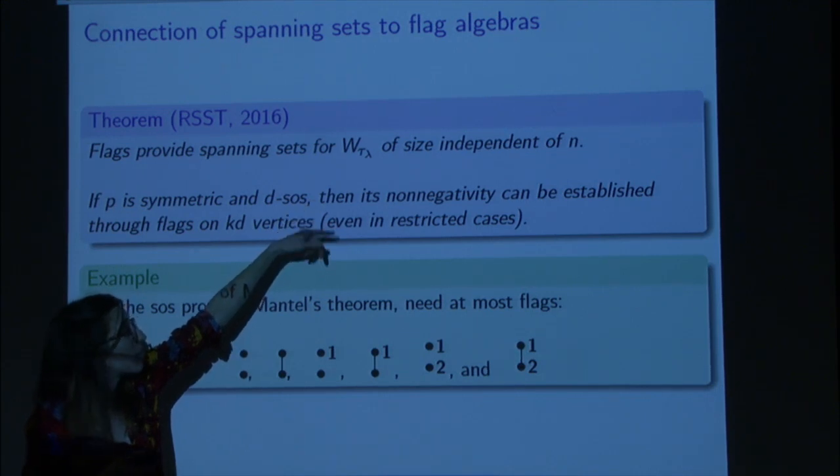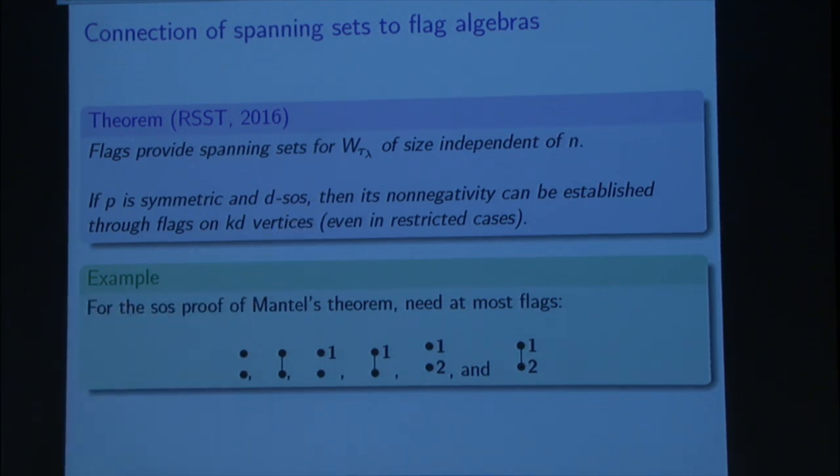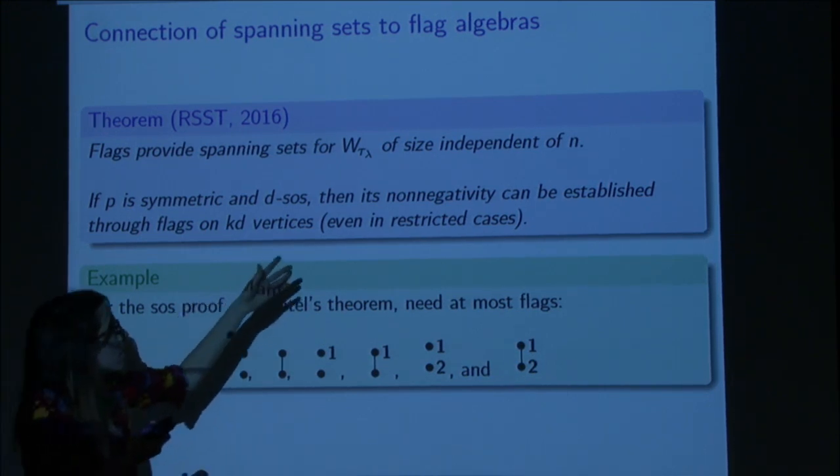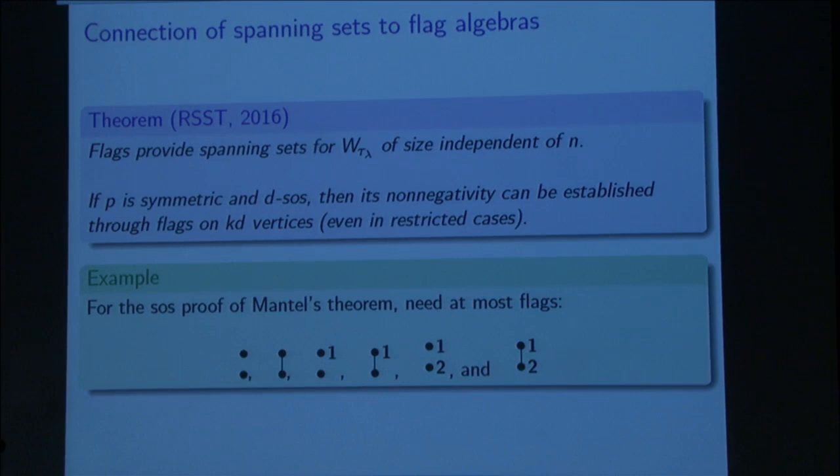So what this is saying is that the flags provide actually spanning sets for my row group invariant subspaces of my isotypics. And so, yeah, they're just, you know, little graphs of a fixed size. And so we tell you exactly how many vertices you'll need to keep. And so they have a size independent of n. And so that means that if you have a polynomial that is symmetric and that is a sum of squares of degree d, then its non-negativity can be established through flags on kd vertices. Even in restricted cases when you're saying things about the type of your graphs in Hasburov's theory.